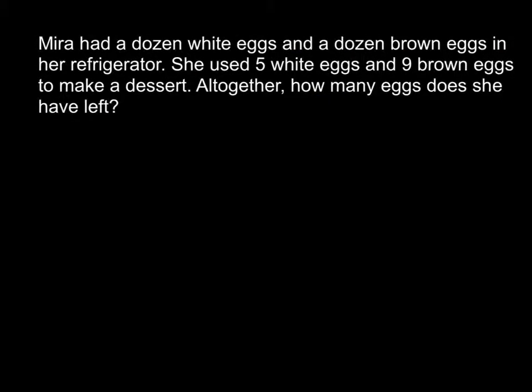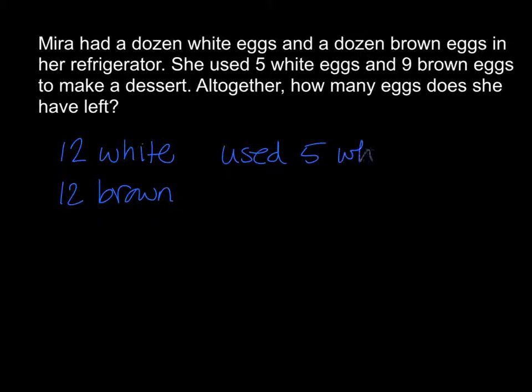All right, so then we have number 3. Mira had a dozen white eggs and a dozen brown eggs. So what does a dozen mean? Let's first talk about vocabulary. A dozen is 12. So we've got 12 white eggs and 12 brown eggs. Okay, she used 5 white and she used 9 brown to make a dessert.